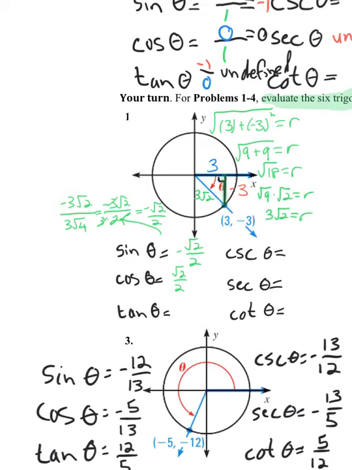If we did the tangent, we're going to do negative 3 divided by 3. That just simplifies to negative 1. Our other values on the other side, cotangent will also be negative 1. Cosecant is going to be negative square root 2 when it simplifies all the way down. And secant is going to be positive root 2 when it simplifies all the way down.